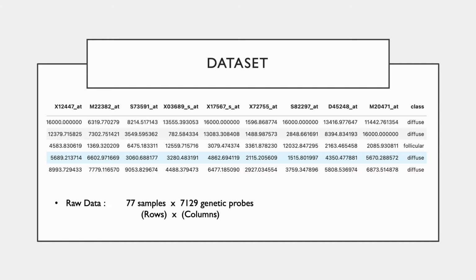So here's a snapshot of the microarray dataset. It's publicly available online, and you can find the link to it in the references attached to this presentation if you'd like to explore it. As you can see, this dataset has 77 samples or rows and 7,129 genetic probes or columns. The genetic probes or columns are also referenced as features. And it's quite common for microarrays to have a much higher number of features than the number of samples.